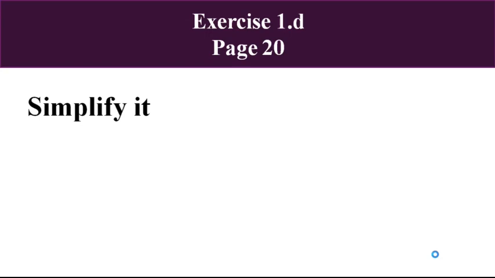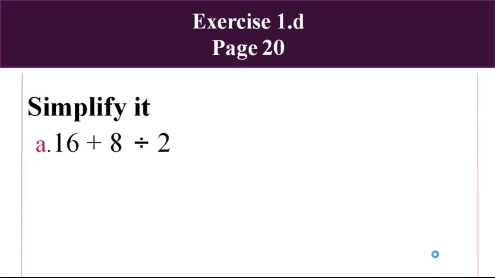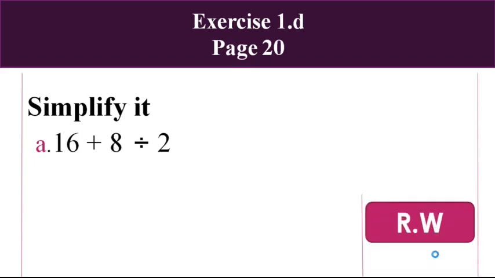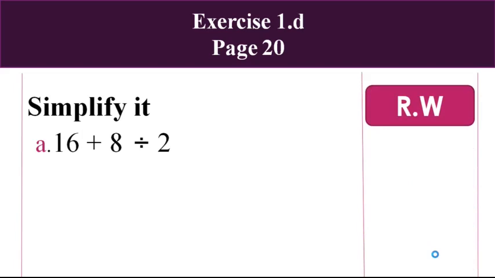Exercise 1D, page number 20. Students, as I told you, when we have two or more than two operations in a problem, we have to use the DMAS rule. You can see in the question, we have two operations. So how to solve it? First of all, you have to draw a margin line in your copies. Then you have to make a rough work column. Make sure whatever calculations you do in the rough work column, use your pencil. Now let's start solving the question.